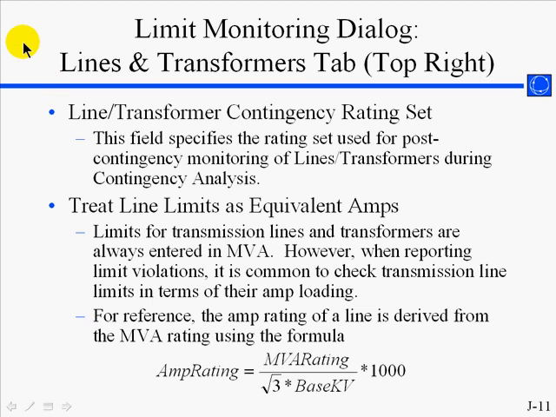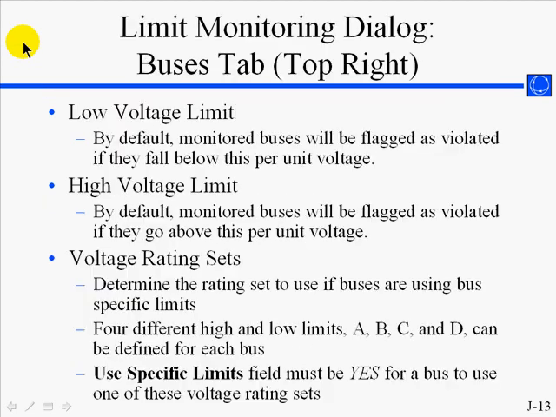For buses to use the voltage rating sets defined by the A, B, C, and D limits, there's also a bus field called Use Specific Limits, which must be set to yes for each individual bus to make use of the A, B, C, or D limits.